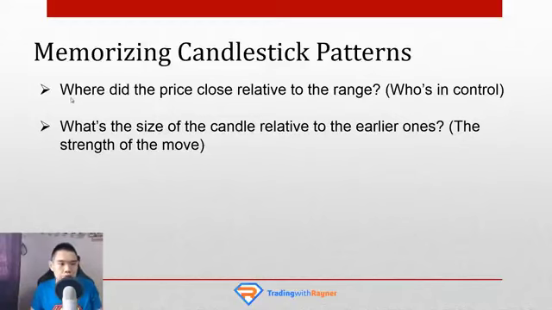So now, these 2 questions. The first question: where did the price close relative to the range? This would let you know who's in control. Is it the buyers? Is it the sellers? Or nobody's in control? The second question: what's the size of the candle relative to the earlier ones?